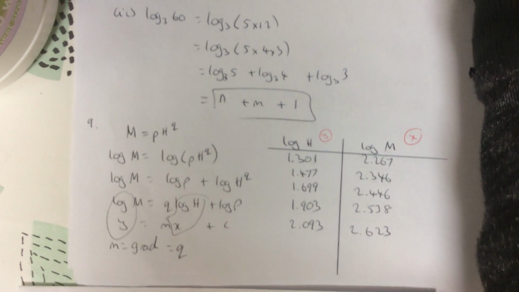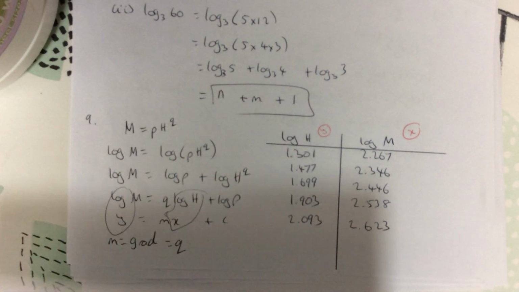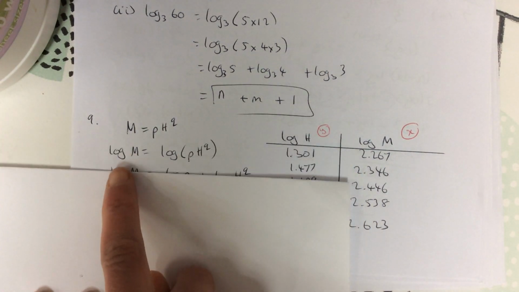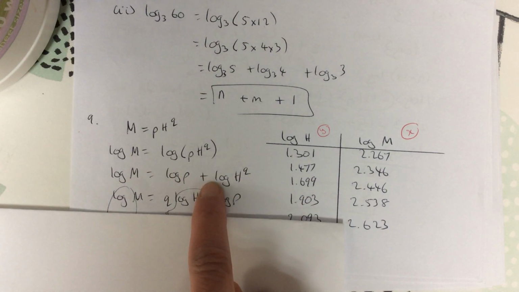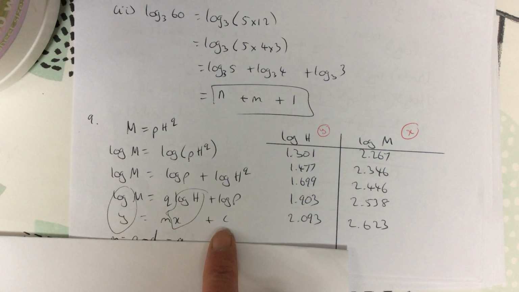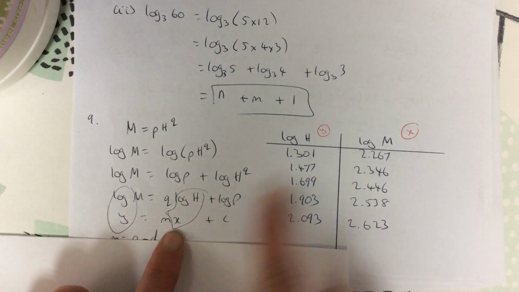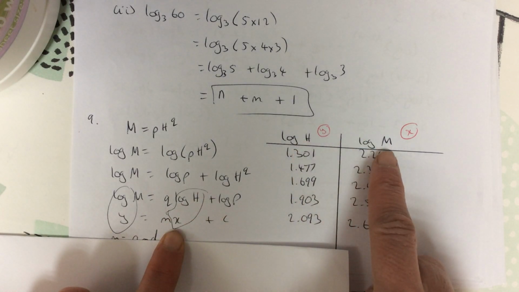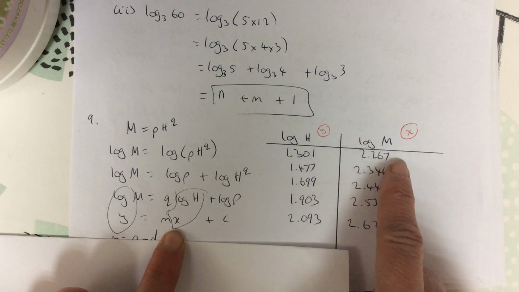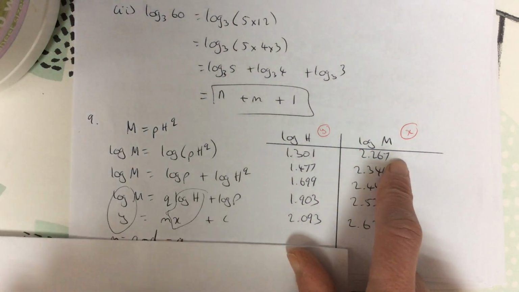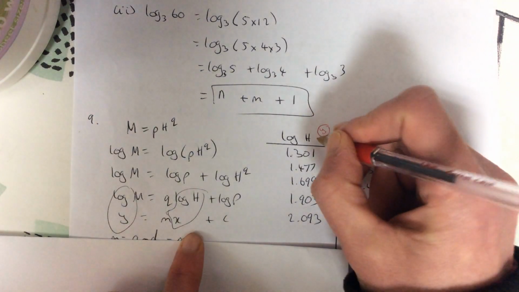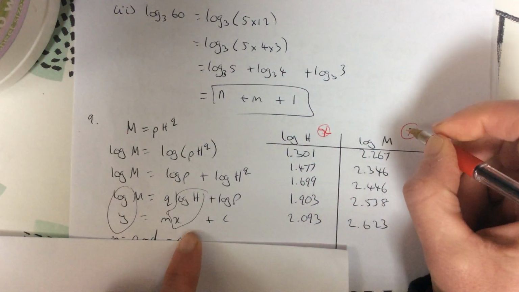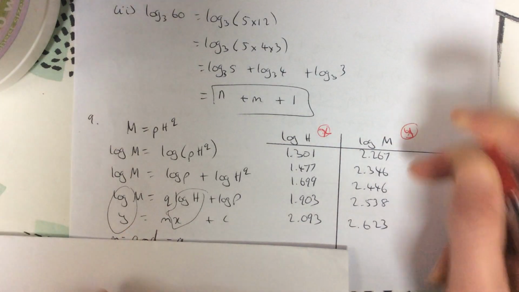Right, this is another log graph one. So let's see how we do with this one. You log each side, you separate them out, you bring the power to the front, you compare with y equals mx plus c. So that's your x's, and that's your y's. Just notice I've had them the wrong way round. So x's are log h, and this is log y.